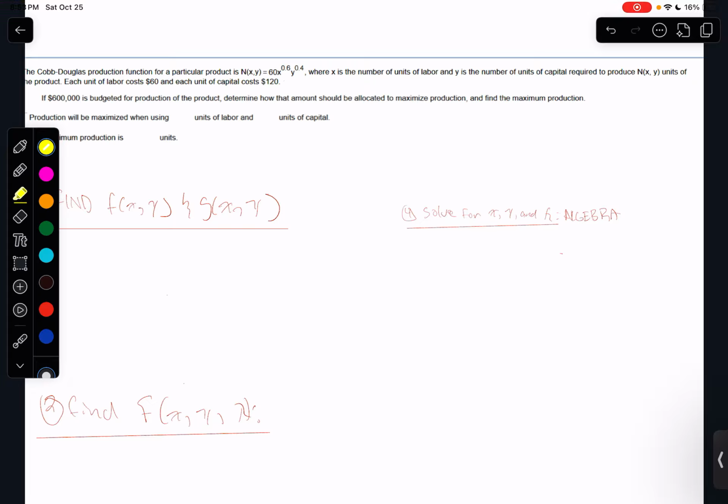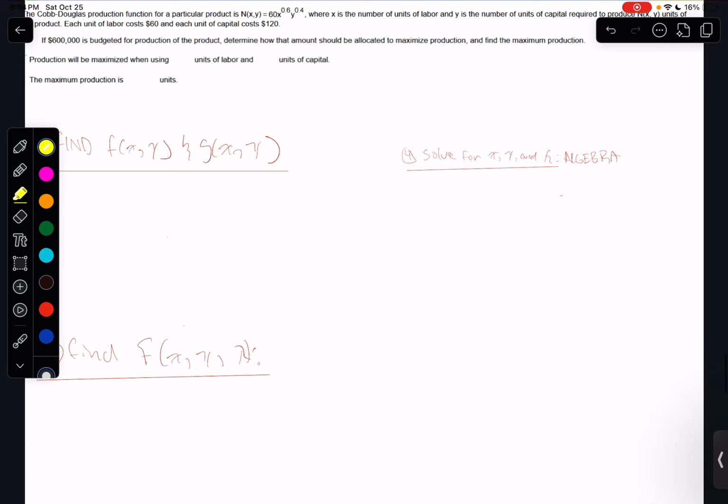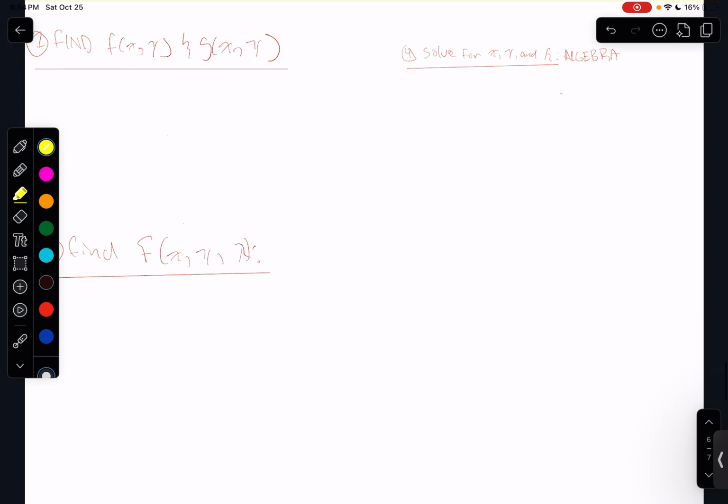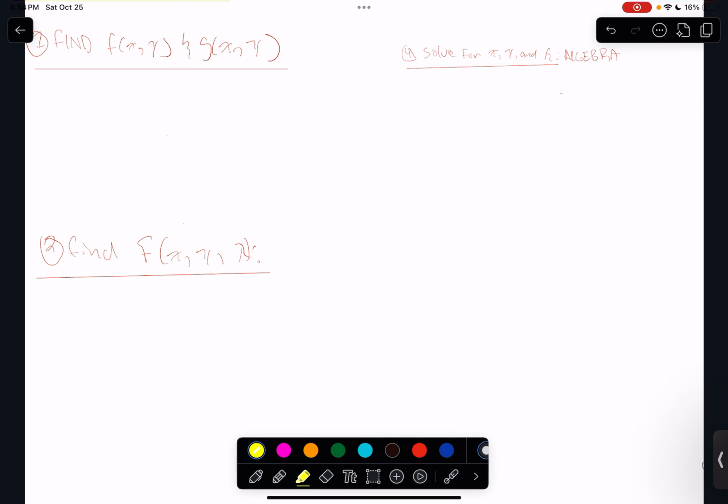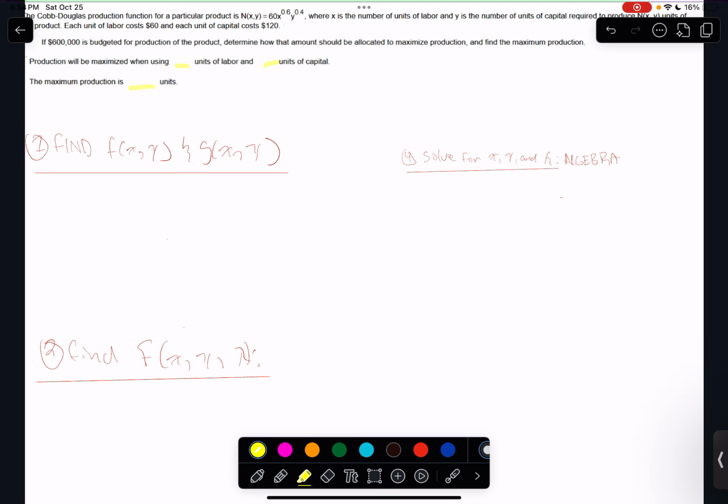All right, the product will be maximized when using blank units of labor and blank units of capital, and the maximum production is blank. That's what we want to find out. All right, so for this step, same thing. Don't let the words confuse you. It's actually pretty straightforward here.